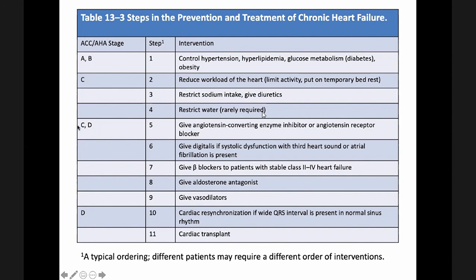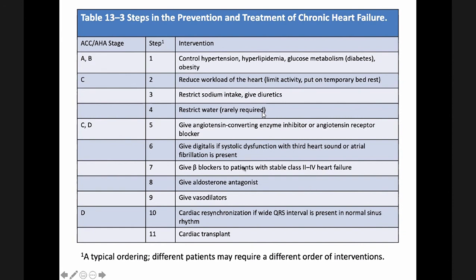And for C and D, you now can give your drugs for heart failure, like your angiotensin converting enzyme inhibitors, your ACE inhibitors, or your ARB. Digitalis can also be given if you already have systolic dysfunction. You will know whether there is already systolic dysfunction because you will hear a third heart sound. So there is already a gallop rhythm, and atrial fibrillation may also be present.